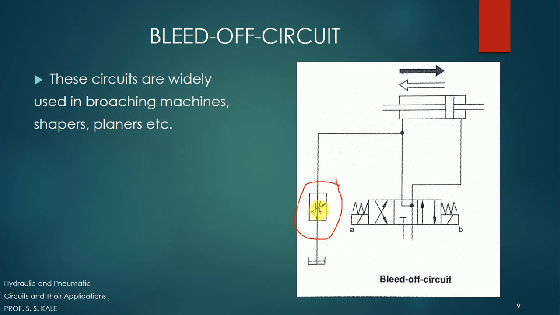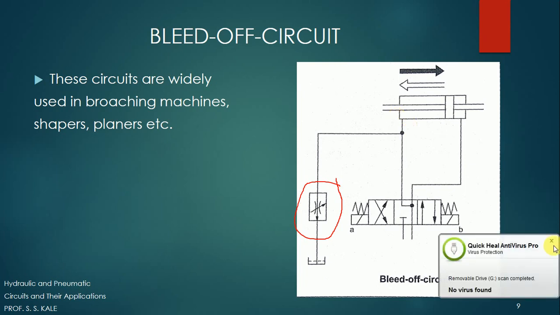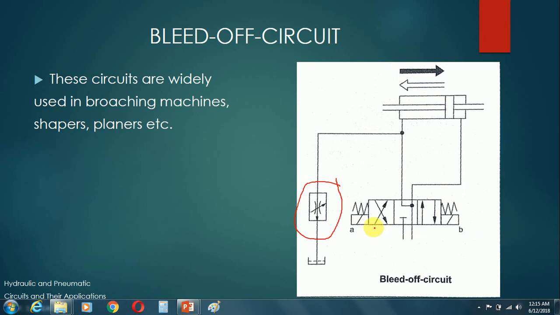So if you are going to bleed off more fluid, then what will happen? Very little fluid will be going inside, and as very little fluid is going inside, the movement which we get for the piston will be very small. Whereas if you are going to close this one, all the fluid will go to this side, and the velocity of the piston will be very high. So that can be controlled very easily in this particular case.